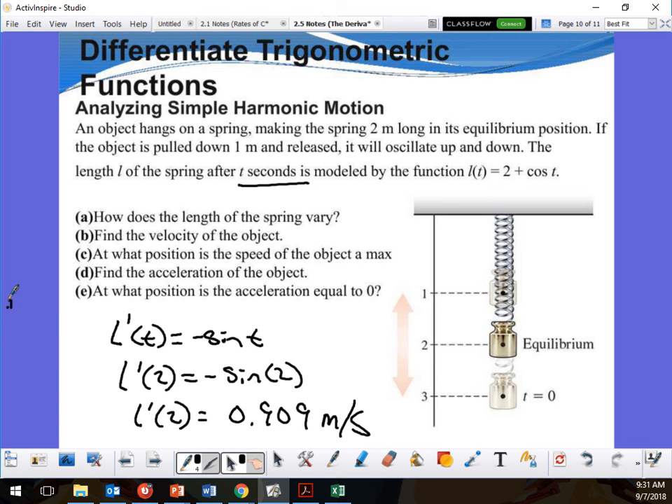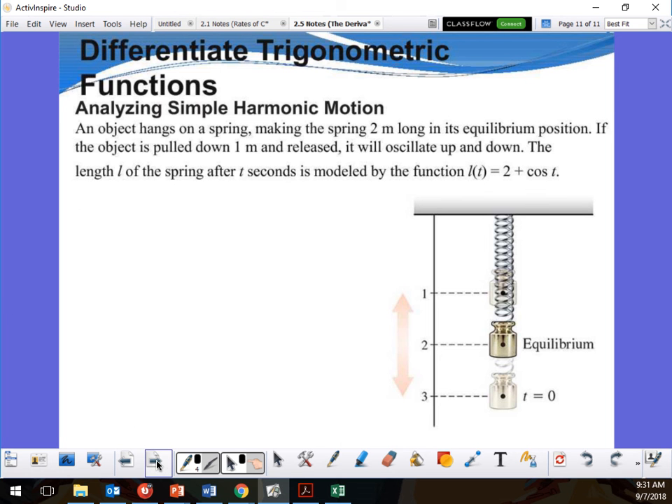Find the acceleration of the object. Okay, acceleration is the derivative of the velocity. So take the derivative of negative sine t. So L double prime of t is going to give me a negative cosine of t.